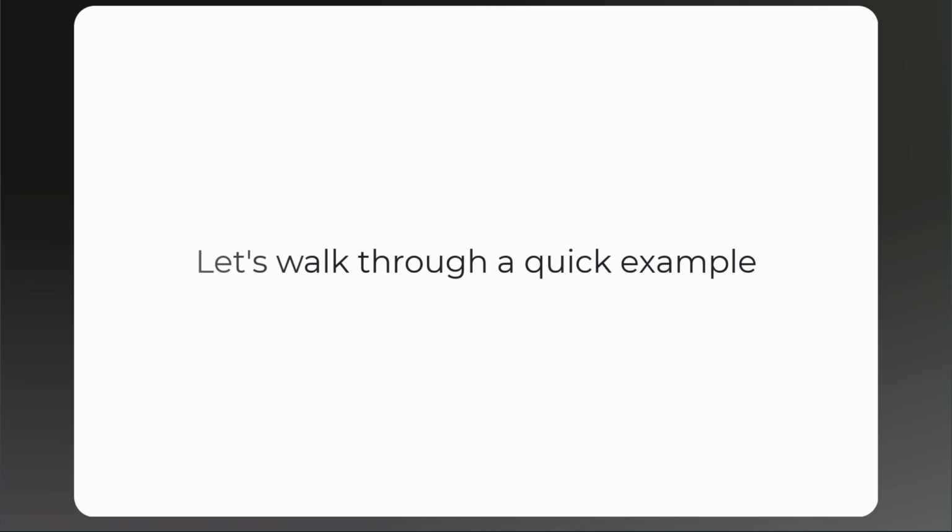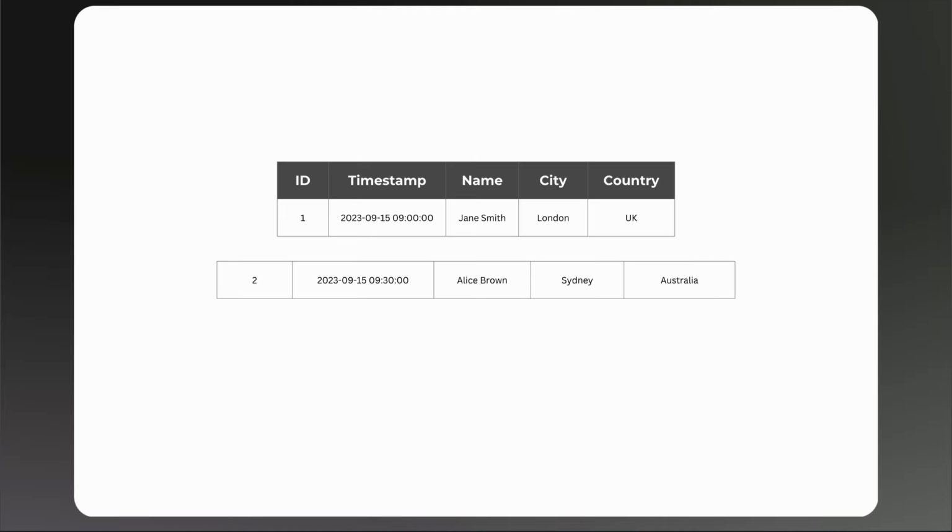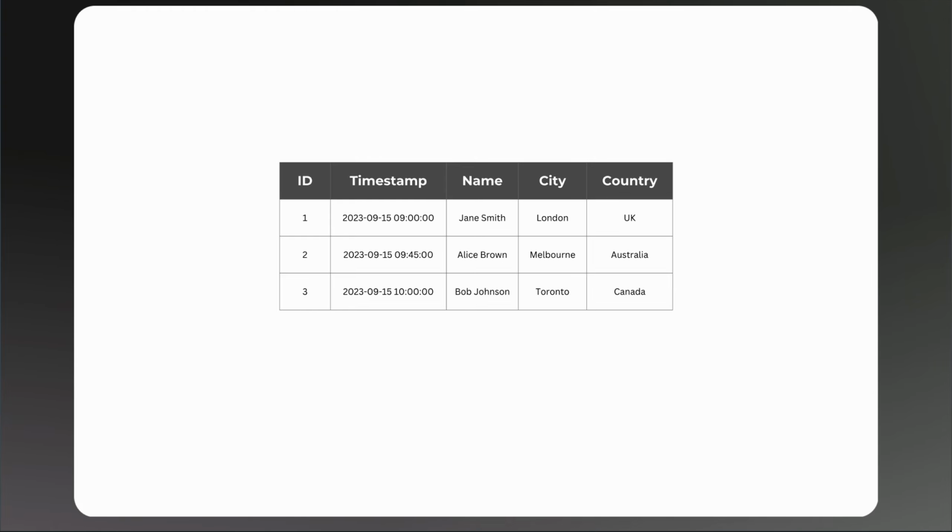Let's walk through a quick example. Imagine your table has two rows. Hevo ingests both and stores the latest ID and timestamp internally. Later, one of those rows is updated, and a brand new row is added. On the next run, Hevo picks up the updated row because its timestamp changed. It picks up the new row because its ID is higher. Then, Hevo updates the last stored ID and moves forward.